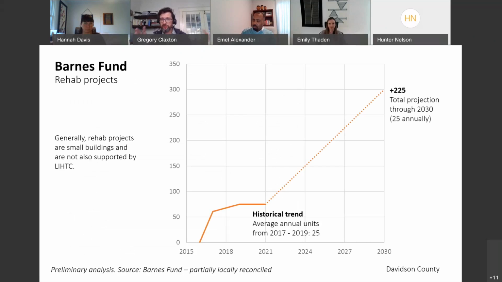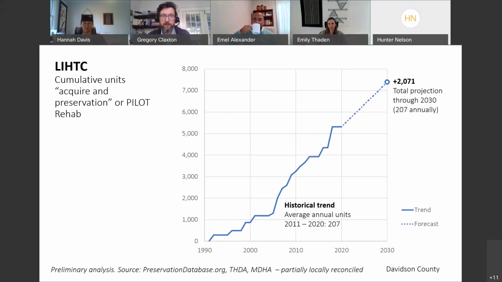Okay, I'm going to shift, and this is mostly just a refresher for most of these slides on what we've tried to do to think about a trend for some of the programs that produce or preserve affordable units, ones that haven't changed quickly, and then linger on one for LIHTC, where we've done some updating work. So the Barnes Fund, just looking at rehab projects, LIHTC, just looking at acquisition and preservation.